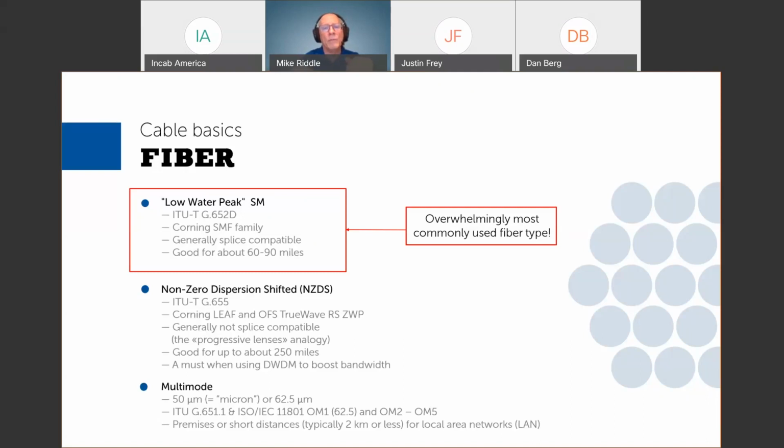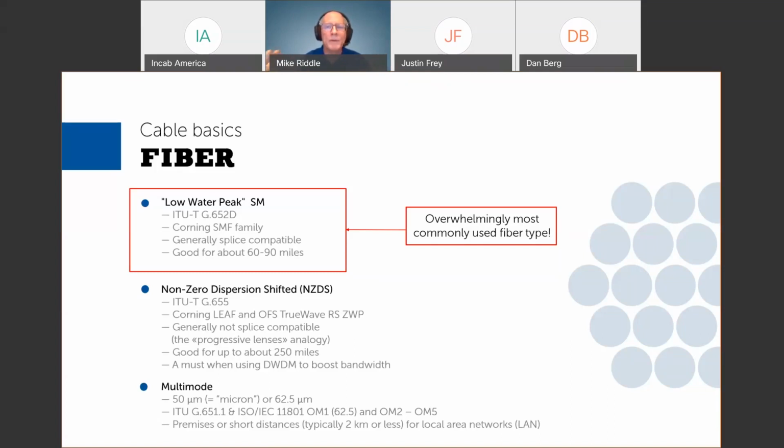And an important point about those different fiber suppliers and their fiber is that those products are splice compatible. So if you've bought cable from NCAB using Corning fiber, you can splice that to some existing cable that you have from another supplier that maybe used a different supplier's single mode fiber. And you can go up to about 60, 90 miles with today's low water peak single mode fiber.